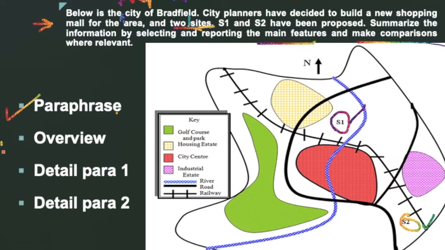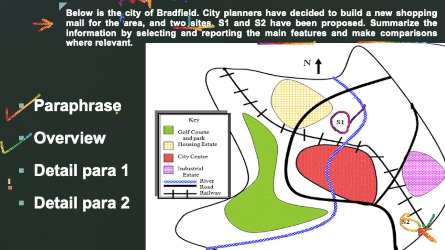Now you need to write the overview. Now how you write the overview is, you can take a look at where these sites are located. So as you see, this S1 site is located in the north of the map, and this is more towards the south and in the eastern part. So maybe you can say that this is in the south and this is in the north, right?